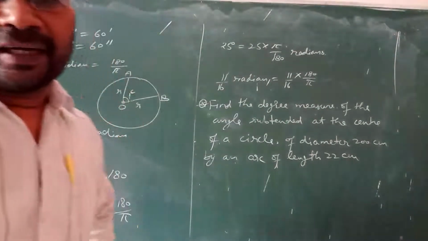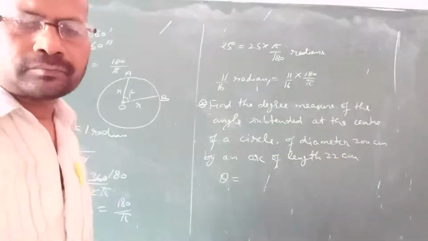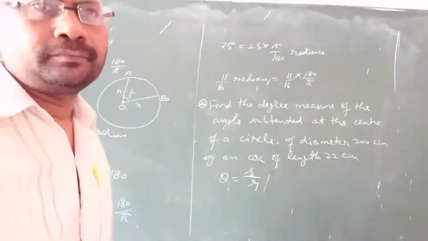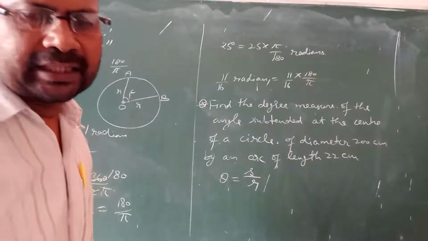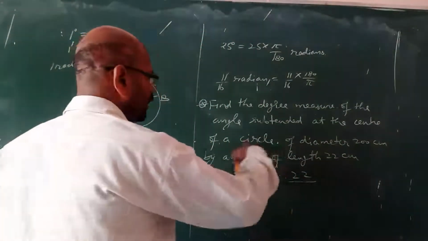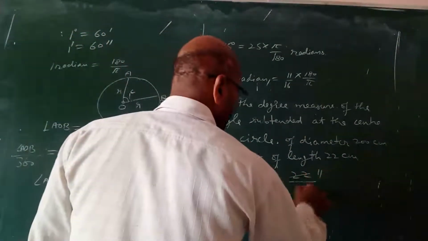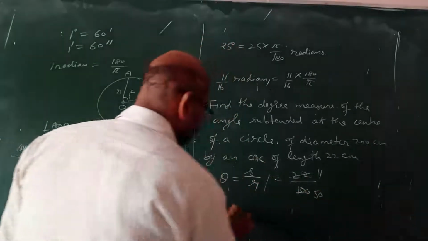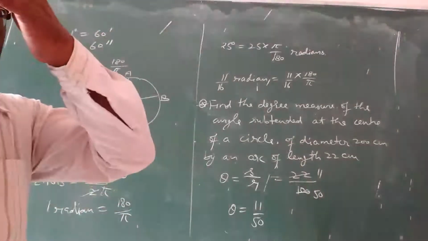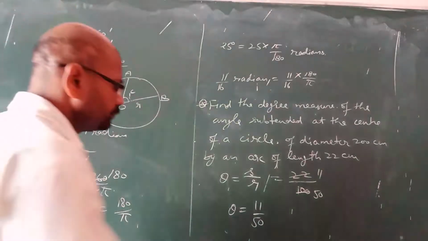Okay, if we are finding this, then theta equals S upon R, where S is the arc. The length of the arc S is 22, upon R. R from the diameter, we can find, is 100. You can cancel, 11 upon 50. Theta equals 11 upon 50 radian. Got it? This is the radian.